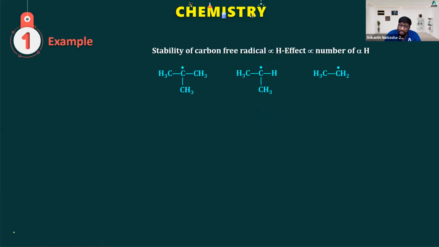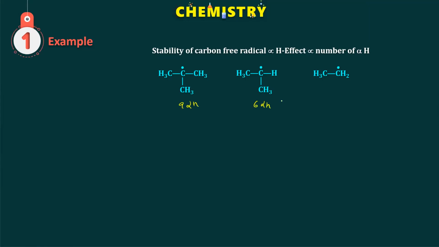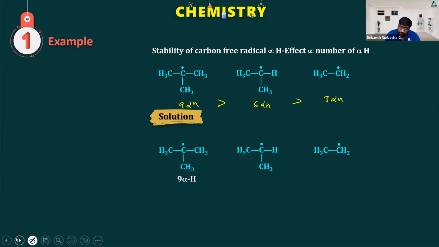Stability of a carbon free radical is directly proportional to the hyperconjugation effect, which is directly proportional to the number of alpha hydrogens. CH3 C dot CH3, CH3 CH dot CH3, CH3 CH2 dot. Same again: 9 alpha hydrogens, 6 alpha hydrogens, 3 alpha hydrogens. Based on the number of alpha hydrogens, we can compare the stability, right? Very good.